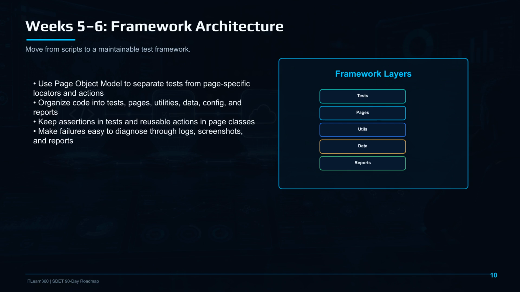A professional framework usually includes folders for tests, pages, utilities, test data, configuration, reports, and documentation. Keep assertions in the tests and reusable page actions in the page classes. Add screenshots, logs, and reports so failures are easier to understand. Once the framework structure is clear, you need a test runner that can execute your tests properly. That brings us to Pytest.